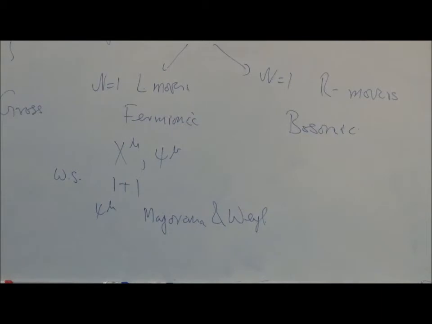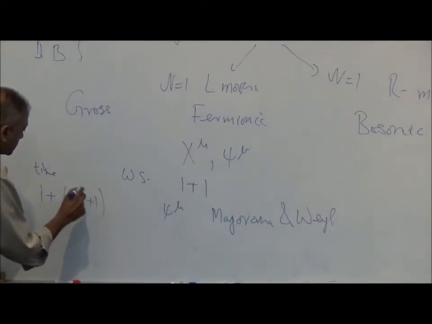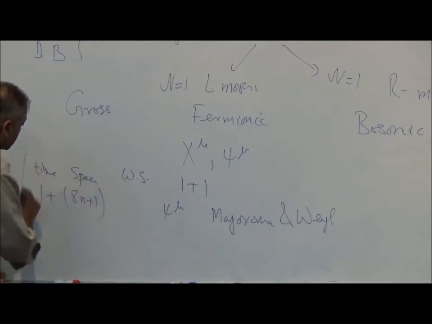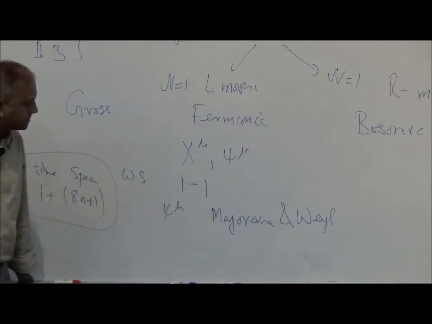This is a very special thing that happens in 1 plus 1 dimension. Actually, another place it happens is 1 plus 9 dimensions. In general, it happens in 1 time and 8 plus 1 space dimensions. You can impose both Majorana and Weyl conditions simultaneously. So in fact, the next one is n equal to 1, which is 1 time and 9 space dimensions, which is what string theory lives in. But this happens also in the worldsheet.